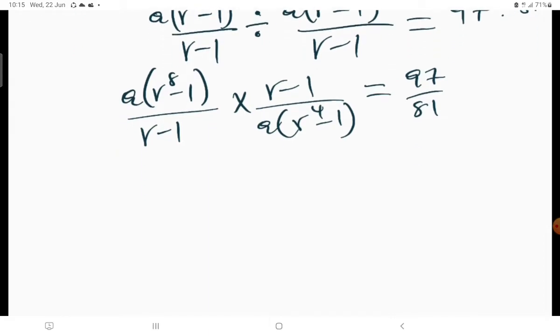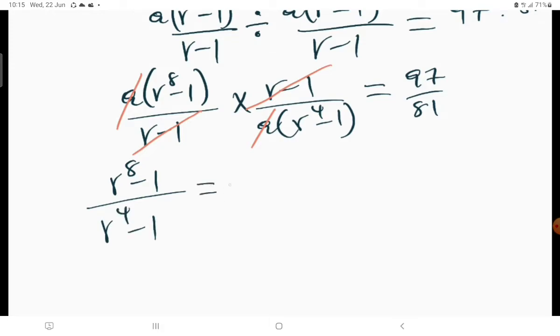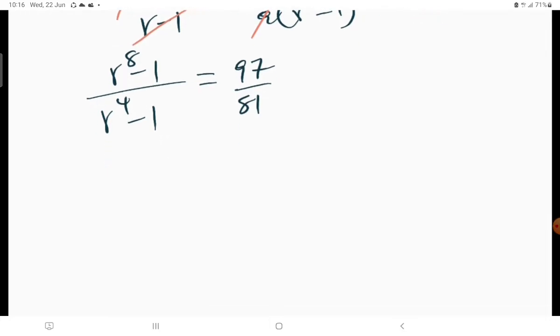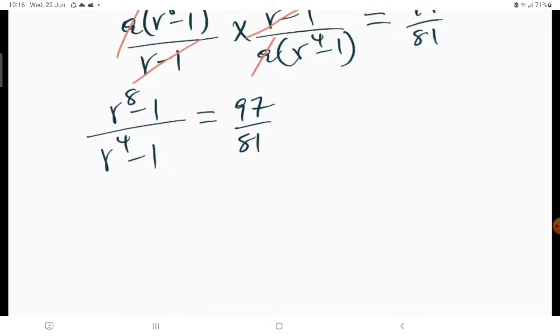Now let's look at this closely. You can see that this can cancel that one, and also this a goes with that a. Then you will be left with r to the power of 8 minus 1, all divided by r to the power of 4 minus 1, equal to 97 divided by 81. So this is what we have so far. Looking at this kind of situation, we can simply factorize the numerator and the denominator if possible.